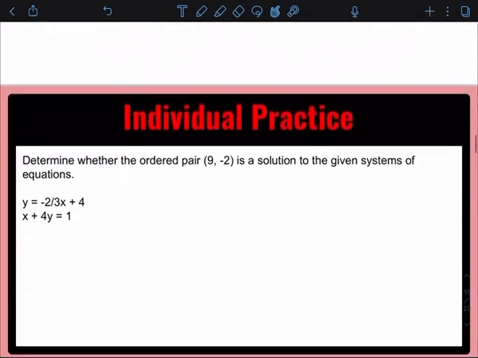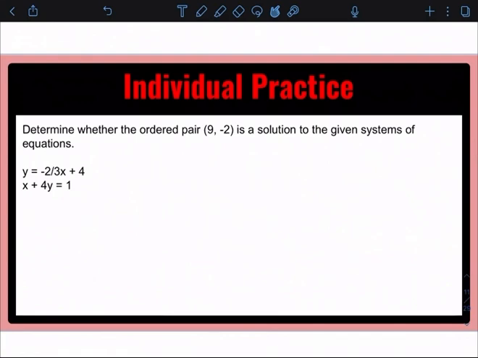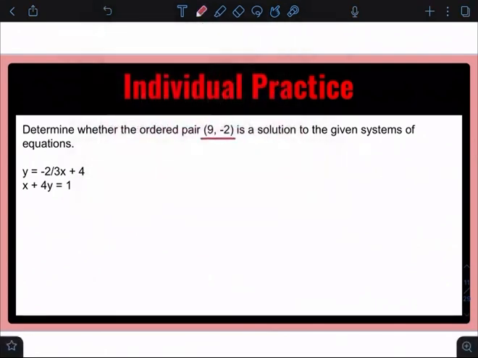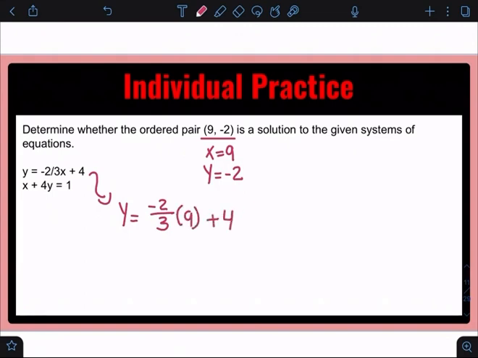And let's just do one more of these quickly. Determine whether this point is a solution. You could pause the video and try it again. So here, x equals 9 and y equals -2. Let's try this. Here we are saying y equals -2 over 3 times x, which is 9, plus 4.